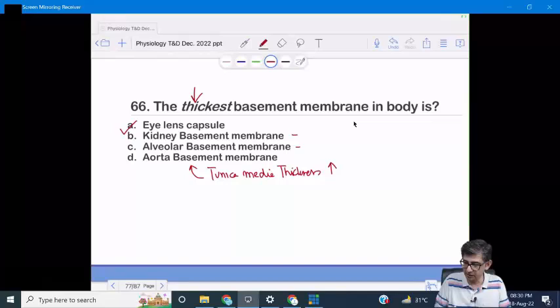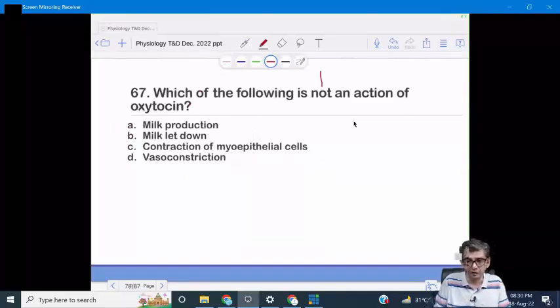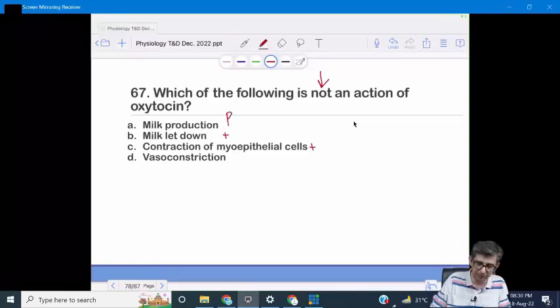Coming to 67, which of the following is not an action of oxytocin? Oxytocin is mainly for milk letdown. By milk letdown, it means that milk has already been produced and now it is going to be ejected into the mouth of the baby. So we have what is called the milk ejection reflex, because in the breast tissue there are myoepithelial cells, and it acts on these. Milk production is by prolactin, and milk letdown is by oxytocin.